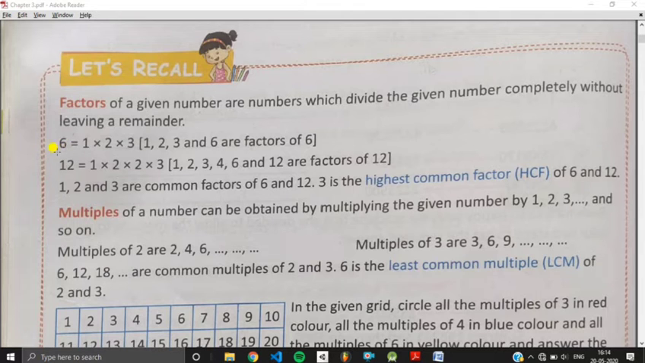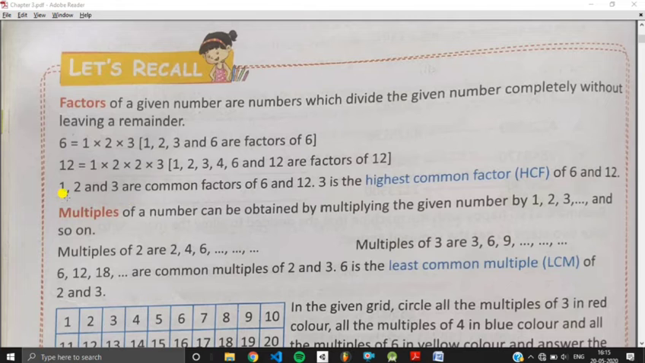From the given example, 6 and 12, when we check the factors, we see that some factors are common. So 1 and 1 are common, 2 and 2 are also common, 3 and 3 are also common. So we can say 1, 2 and 3 are common factors of 6 and 12. Whenever we have to write the common factors, we have to match the similar numbers from the factors. Just now we made the matching as 1 1, 2 2 and 3 3.